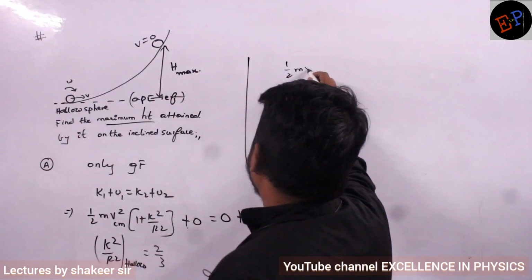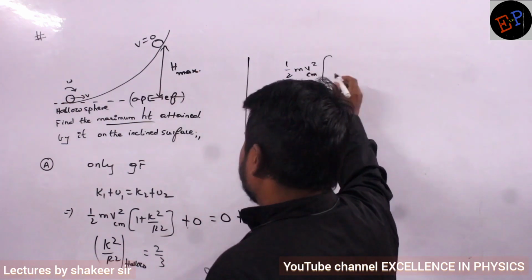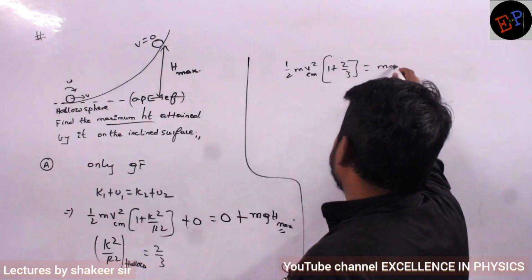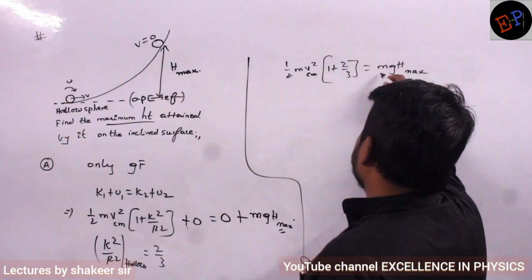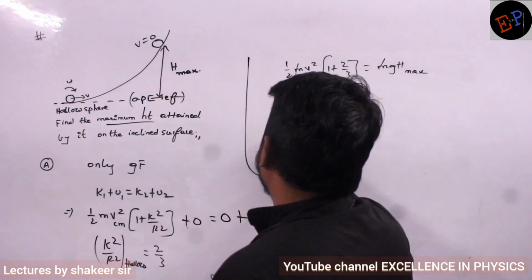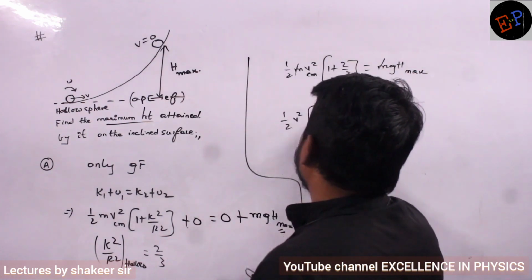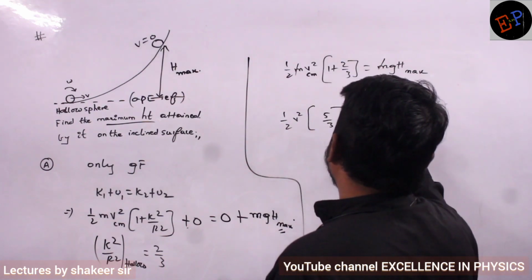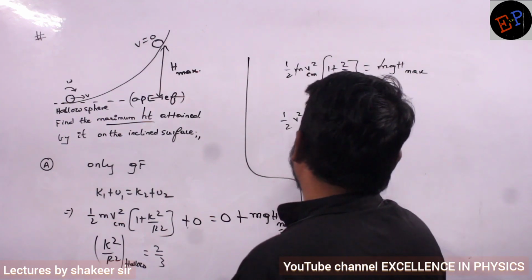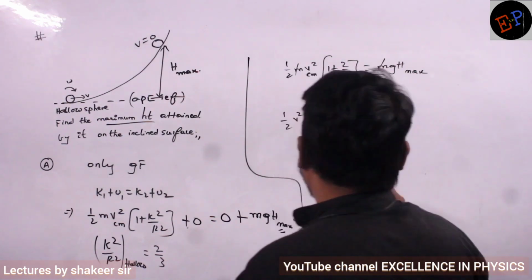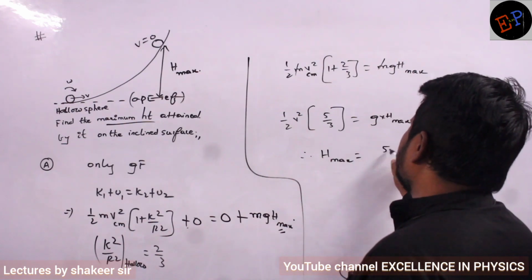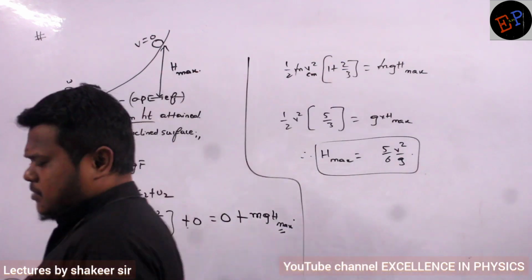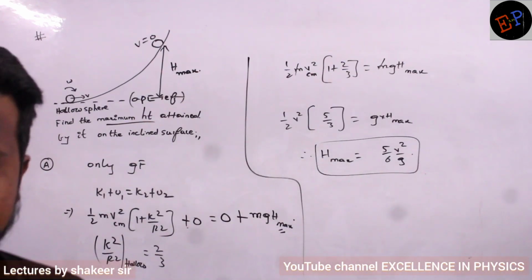So half m v center of mass square multiplied by 1 plus k square by r square value 2 by 3 is equal to mgh max. Clear now? So mass and mass get cancelled. So half v square times 5 by 3 is equal to g into h max. So therefore h max is equal to how much? 5 by 6 v square divided by g. So this is the maximum height this particle can reach. That's it.